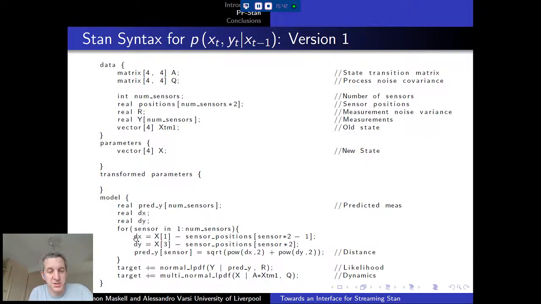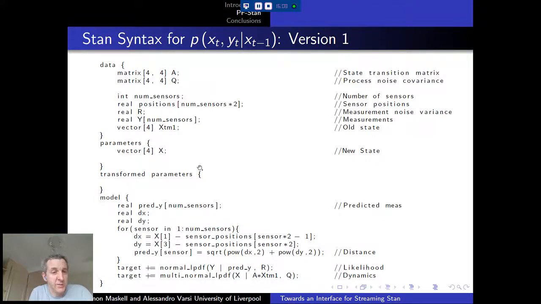And for each of the sensors, it works out what dx and dy are, and then predicts that the measurement, the y hat in the previous slide, is the square root of dx to the power 2 plus dy to the power 2. It sticks those into a normal on the measurement y and into a multivariate normal on x, with mean of A times x_t minus 1 and covariance Q.